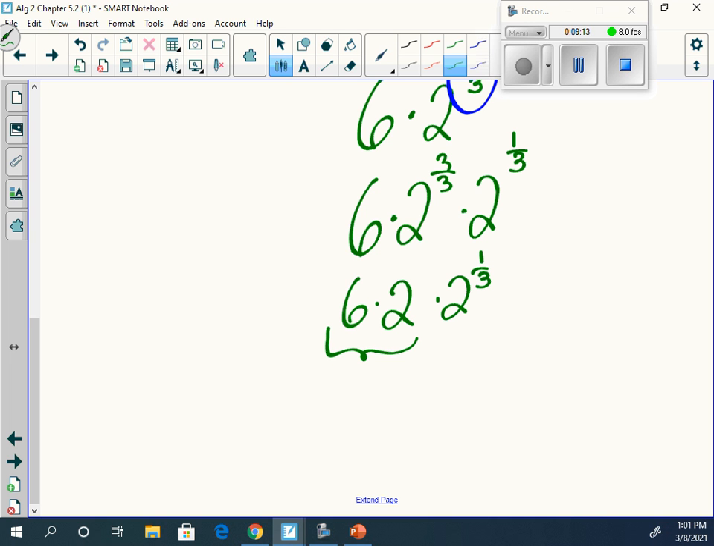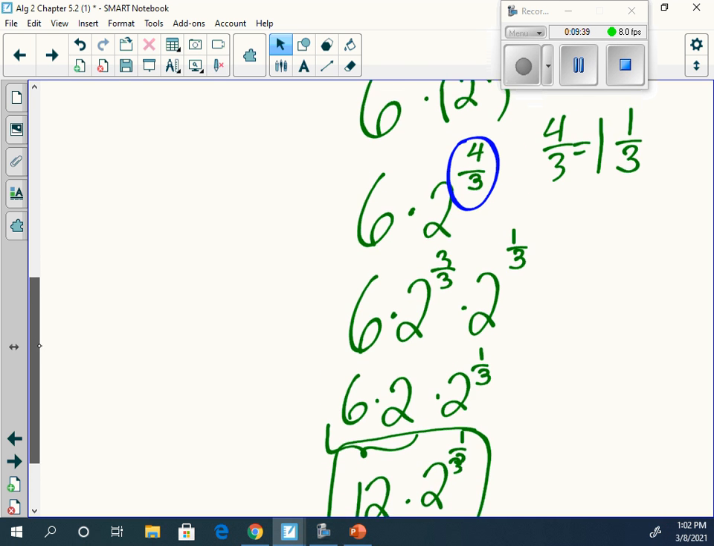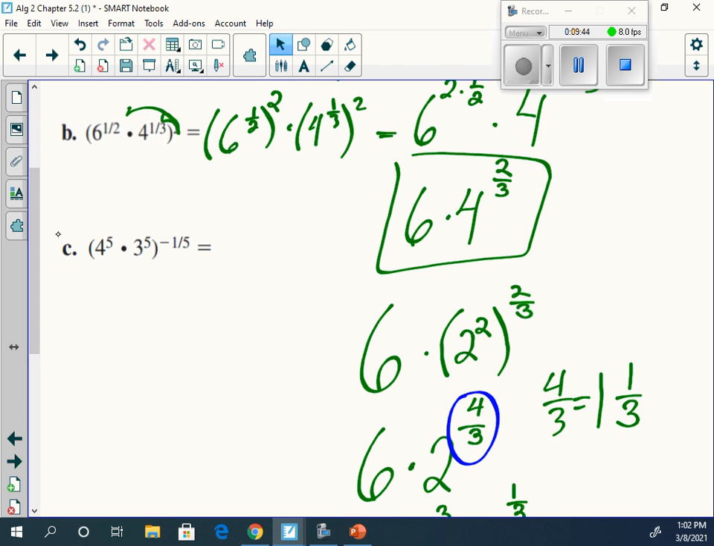And here, 6 times 2 would give us 12 times 2 to the 1/3. So we could simplify that even further if we turned 4 into 2 squared. Now, most of these on the assignments, they're going to give you multiple choice. They're not going to give you a fill in the blank, which is a little bit nice. Any questions on this here so far? Okay. The next one's a little bit easier than that one.